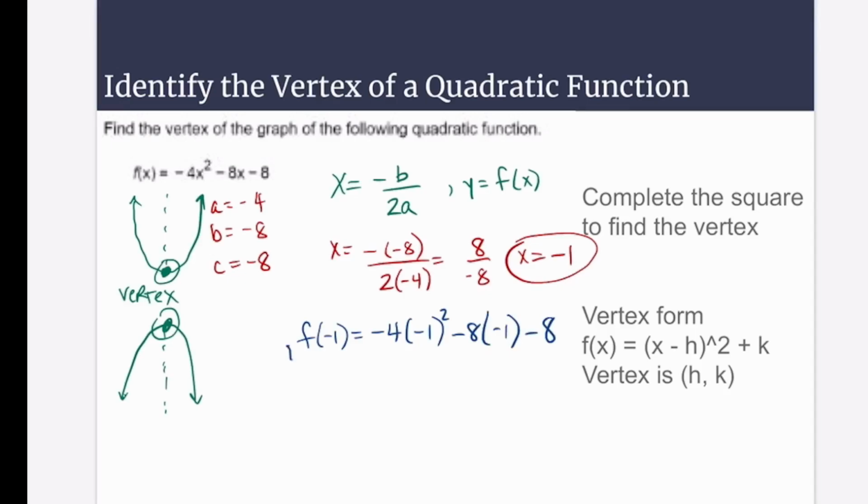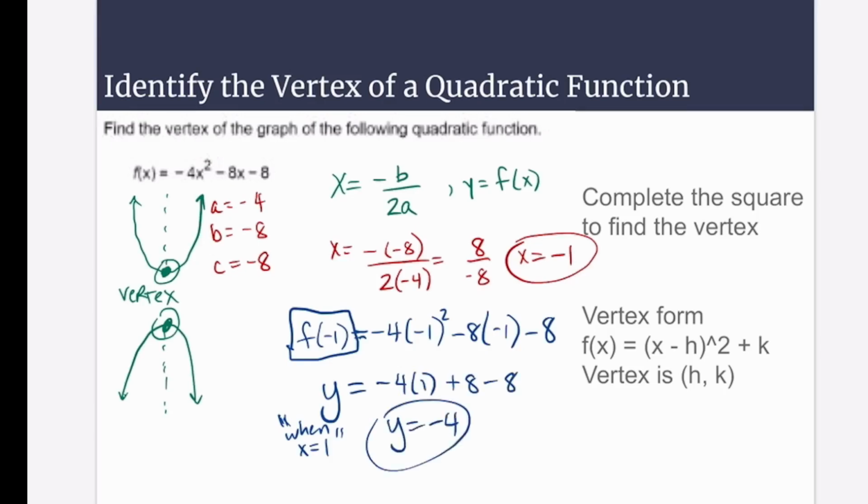So here's the deal. This confuses students. This f of negative 1 is just notation. This means it's asking for the y value when x equals negative 1. That's all that notation tells you. So you don't do anything with that negative 1. That's the notation. So we have negative 4 times 1 plus 8 minus 8. So our y value is negative 4.